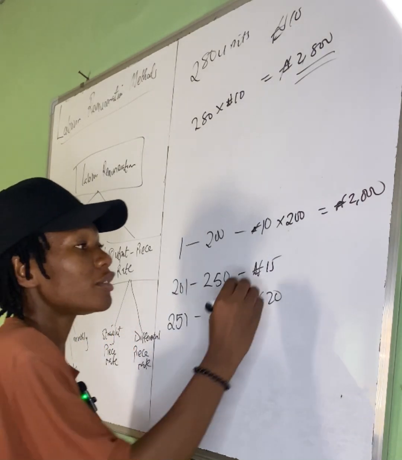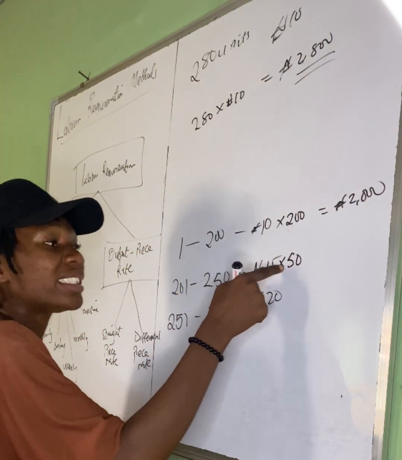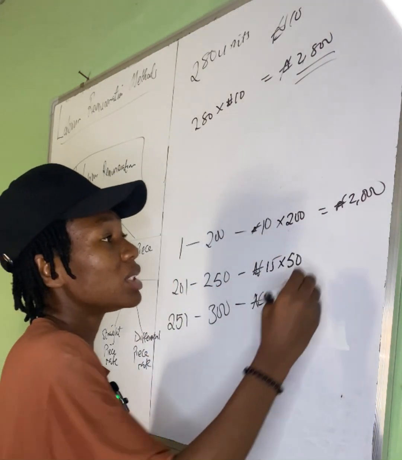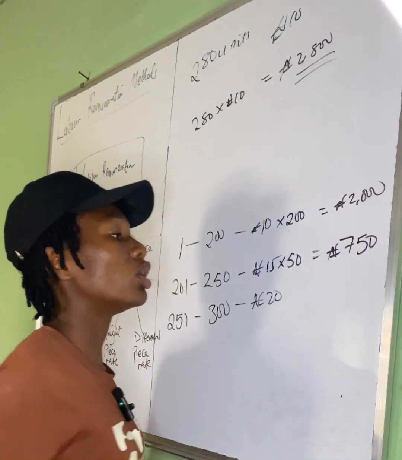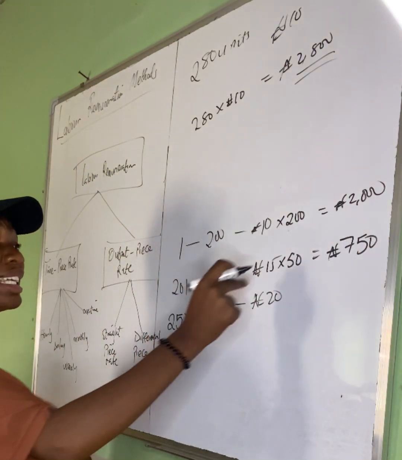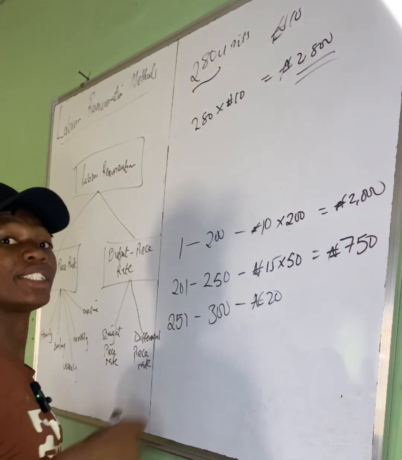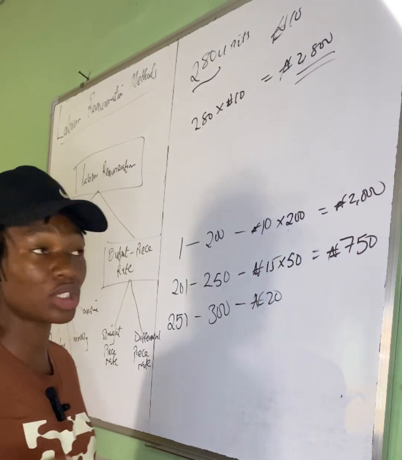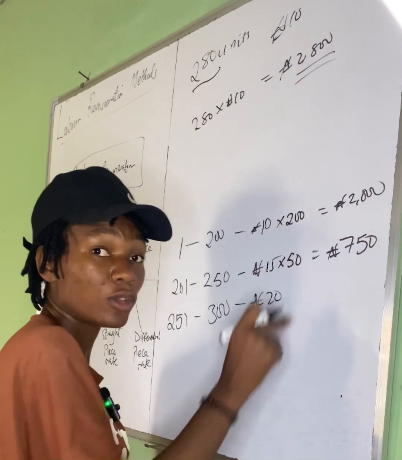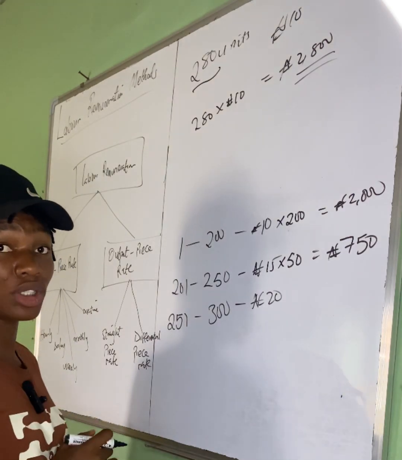That's a total of 50 units. When we count 201 up to 250, we have 50 units. So for the next 50 units that were produced, we have 15 times 50, which will give us 750 naira. That is for the next 50 units that were produced. Mind you, this person produced 280 units, so when we deduct the next 50, we're left with only 30 units. 200 plus 50 is 250. The person produced 280, so we're only left with 30 units.